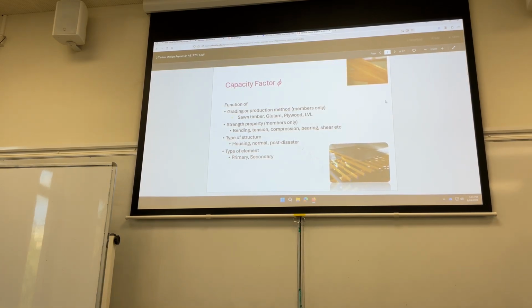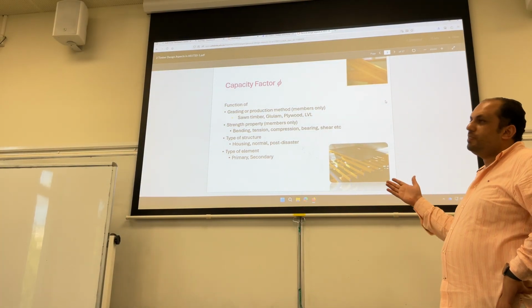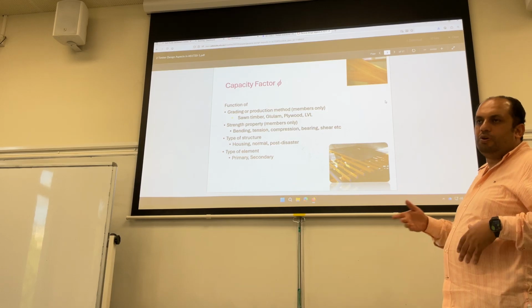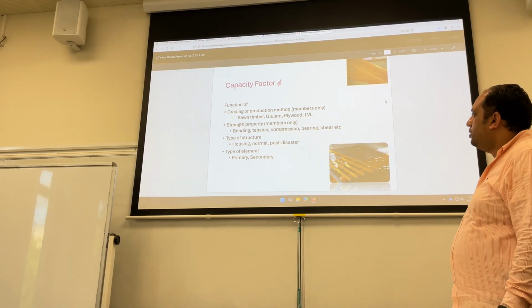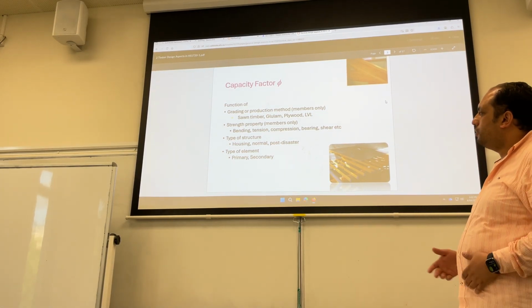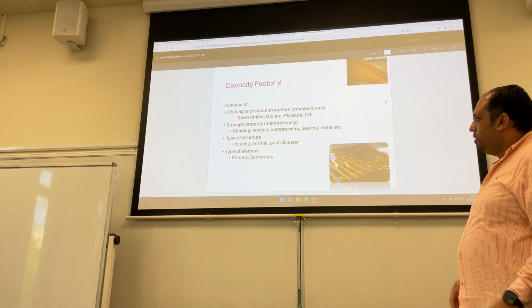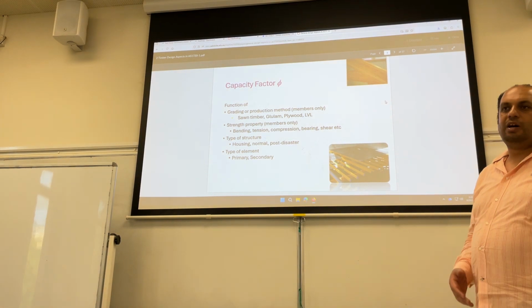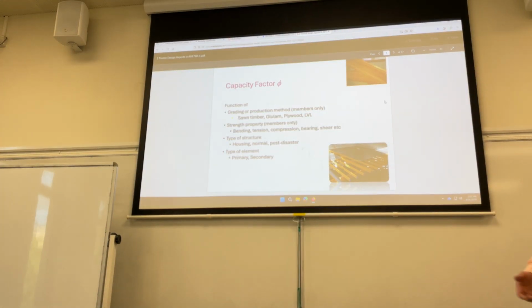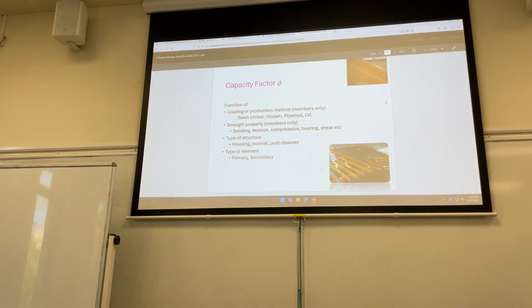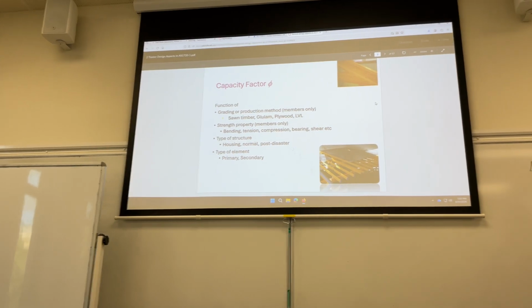So the capacity factor, if you look at the table, depends on the type of timber or the grading, like sawn or glue laminated and so on. The strength property, whether it is under bending, tension or compression. The type of structure, whether it is a house or other, like a warehouse or public building. And the type of element, primary or secondary. This is all clear from the table already.